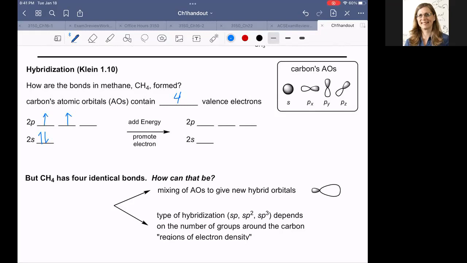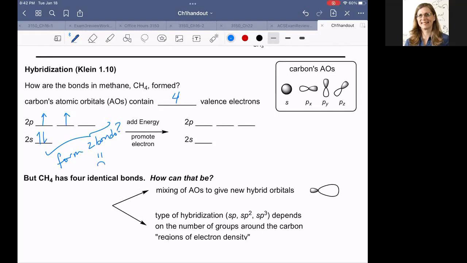Okay, but if you take a look at that arrangement of electrons in carbon, how many bonds does it look like carbon is able to make? It really only has two electrons that are ready to be shared, let's say with two hydrogen atoms, right? So this tells me it would form two bonds. And is that what we expect for carbon? Does carbon typically form two bonds? That is not what we were expecting. We know that carbon likes to form four bonds.